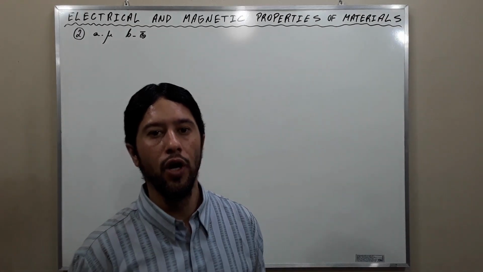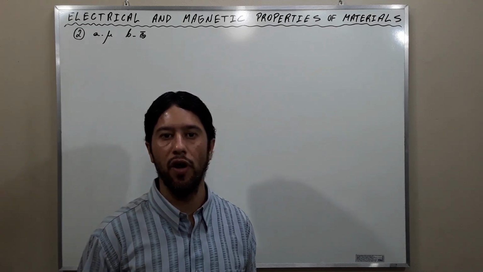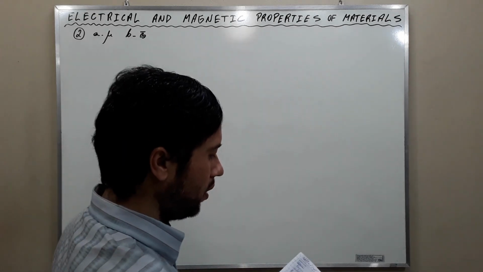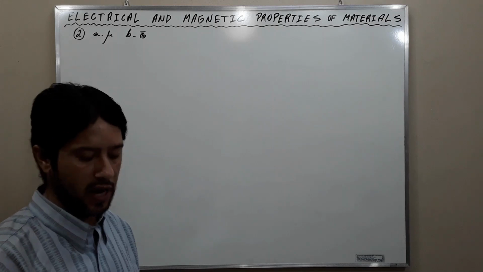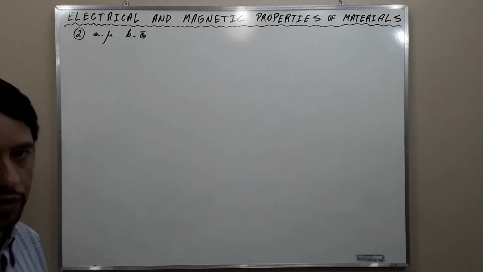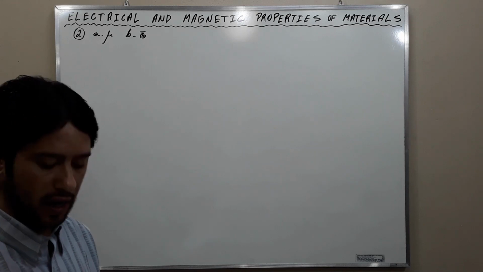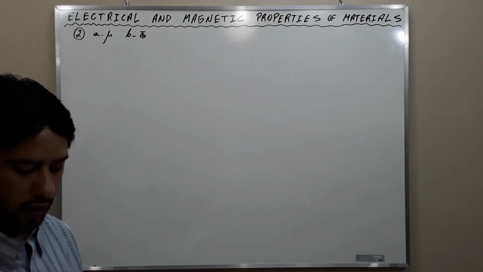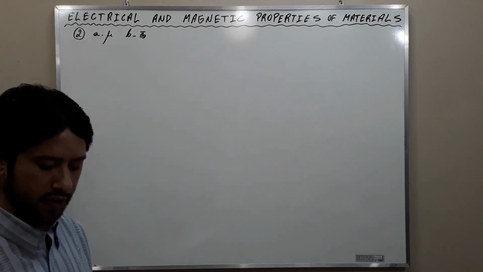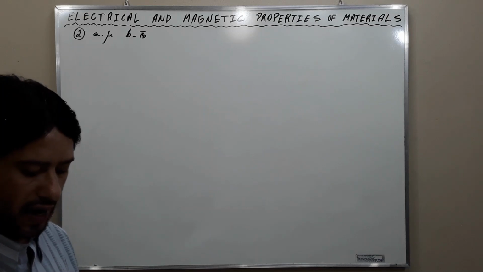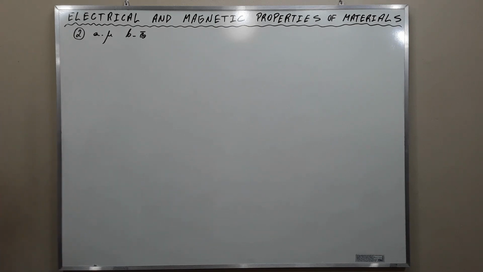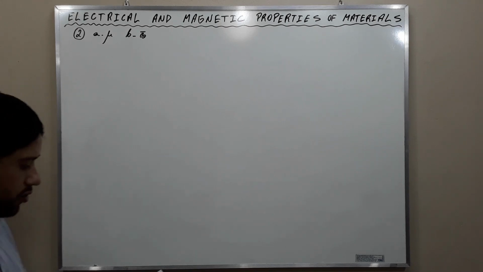Exercise 2, mobility and the drift velocity of electrons in copper. Assuming that all of the valence electrons contribute to current flow, letter A, calculate the mobility of an electron in copper, and letter B, calculate the average drift velocity for electrons in a 10-meter wire when 50 volts is applied. Okay, my friends, this is the exercise. Let's go to the solution.